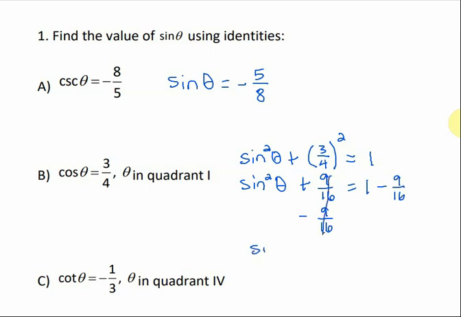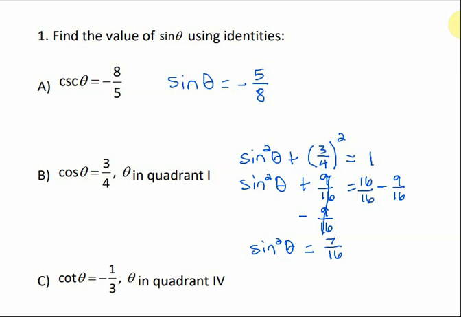So that gives me sine squared theta is equal to, for this 1, I need to change it to have a common denominator of 16. So 1 would be the same thing as 16 over 16. And then that would give me 7 over 16.